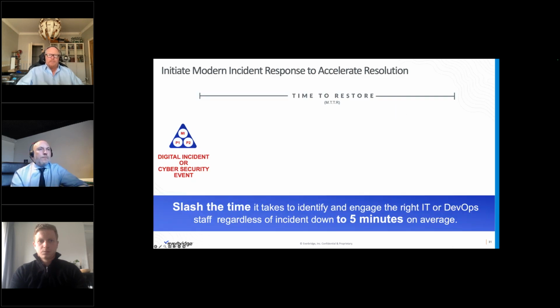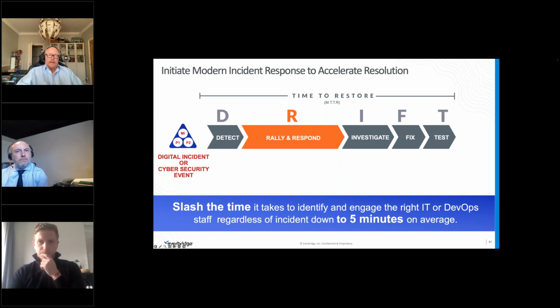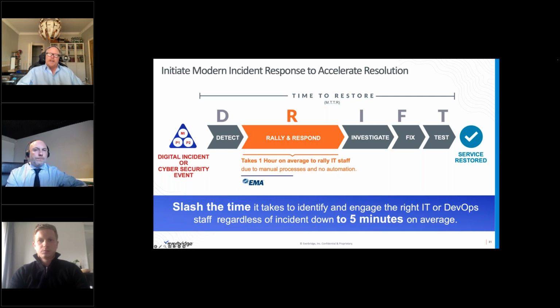So companies tend to follow different processes, but usually they could be coalesced into 5 steps. Detection, knowing something's impacting your systems. Rally and respond, bringing teams together in order to facilitate that response process. Investigation, understanding what's happening. And then fixing and testing. However, the challenge is that yes, we've restored our service, but actually on average, it takes over an hour to get those IT teams in place if you're using a manual process with no automation linked into detection, which unfortunately meant we missed our service level agreement.